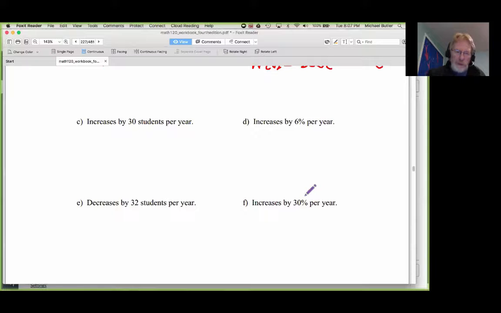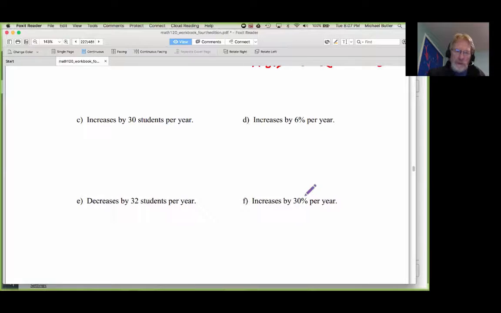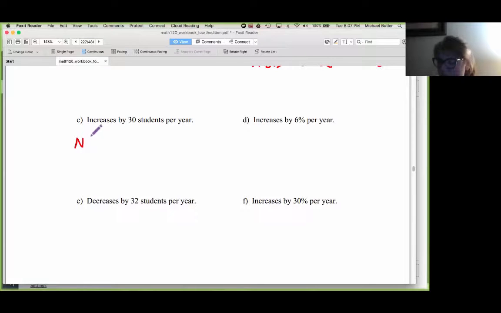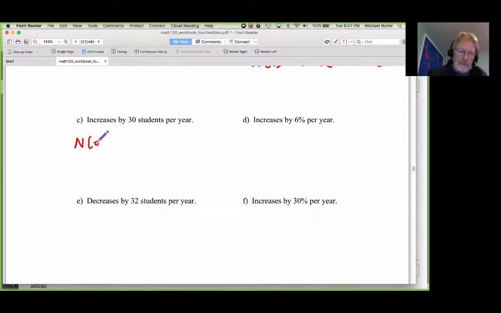So let's go take a look at part C here. Okay, so we're going to increase by 30 students per year. Sorry, it should be 300 plus 30t. Exactly.